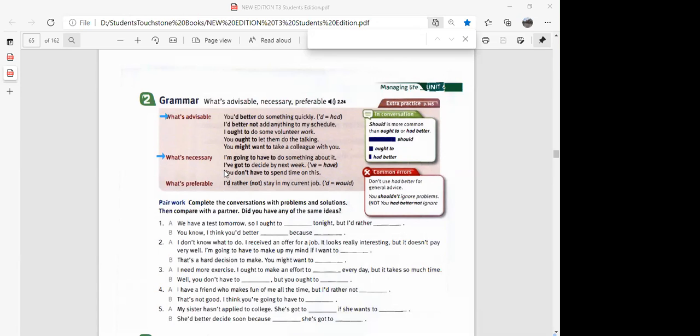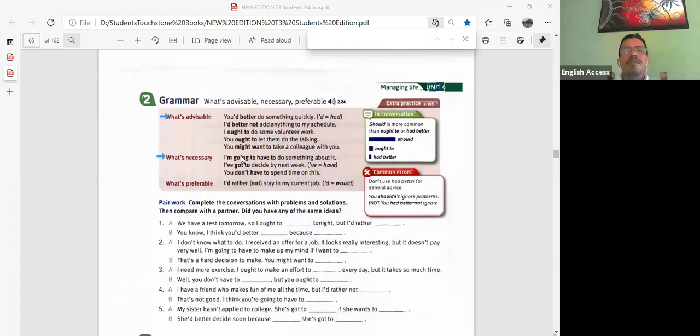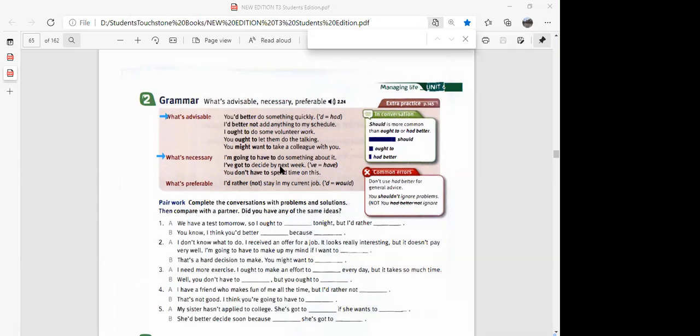What's necessary? I'm going to have to do something about it. I've got to decide by next week. You don't have to spend time on this. Yes, good. The second sentence: I got to decide by next week.